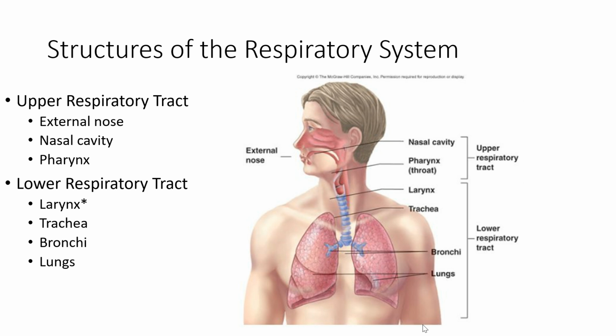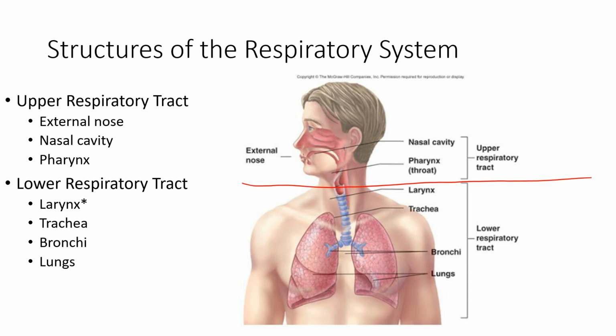Okay, so the structures of the respiratory system, you can divide it into the upper and lower respiratory tract. When we're talking about the upper respiratory tract, you need to know external nose, nasal cavity, pharynx, they're part of the upper respiratory tract. So I could easily ask a multiple choice question over which of the following is not part of the upper respiratory tract. And so I would have external nose, nasal cavity, pharynx, and then maybe trachea down there. And the reverse is true for lower respiratory tract. Those would be the larynx, trachea, bronchi, and lungs. So again, you've kind of got that dividing line right there.